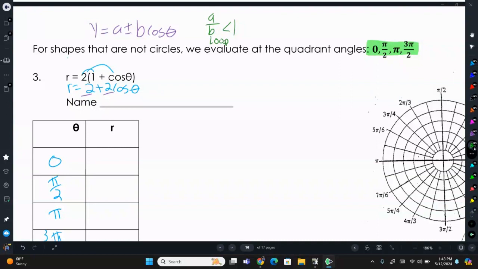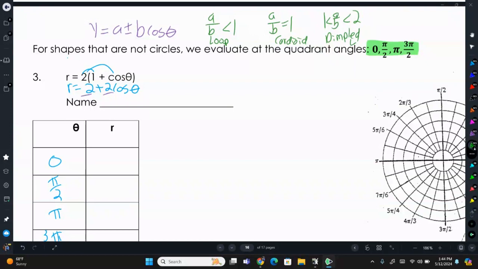So I'm going to write loop. This is just for me to remember as we do these problems. If a over b is 1, then we have that cardioid. And if a over b is greater than 1 but less than 2, that was that dimpled limaçon. And then we know if it's bigger than 2, it's the convex one.